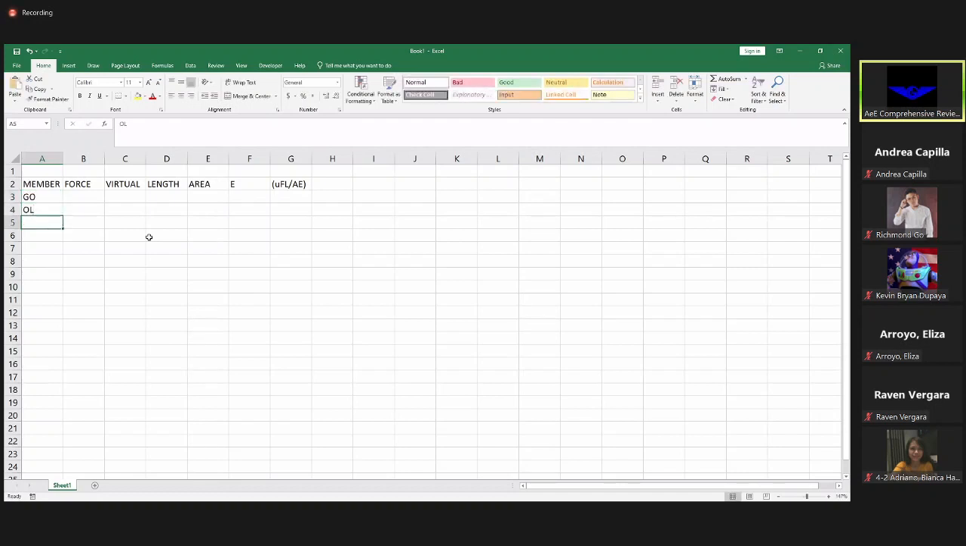Meron akong GO, OL, LA, AR, and then yung mga nasa babang member naman. Meron akong MP, PD, DN, NY. Lahat ng diagonal naman, GP, OD, LN, and then AY. And then yung mga vertical member. Meron akong OP, LD, AN, and then RY. So ilan yan? 1, 2, 3, 4, 5, 6, 7, 8, 9, 10, 11, 12, 13, 14, 15, 16.